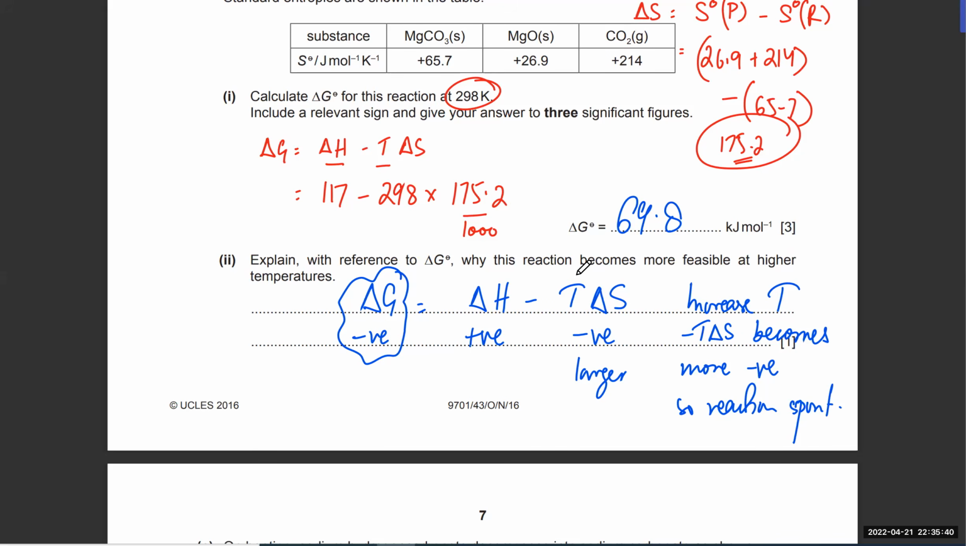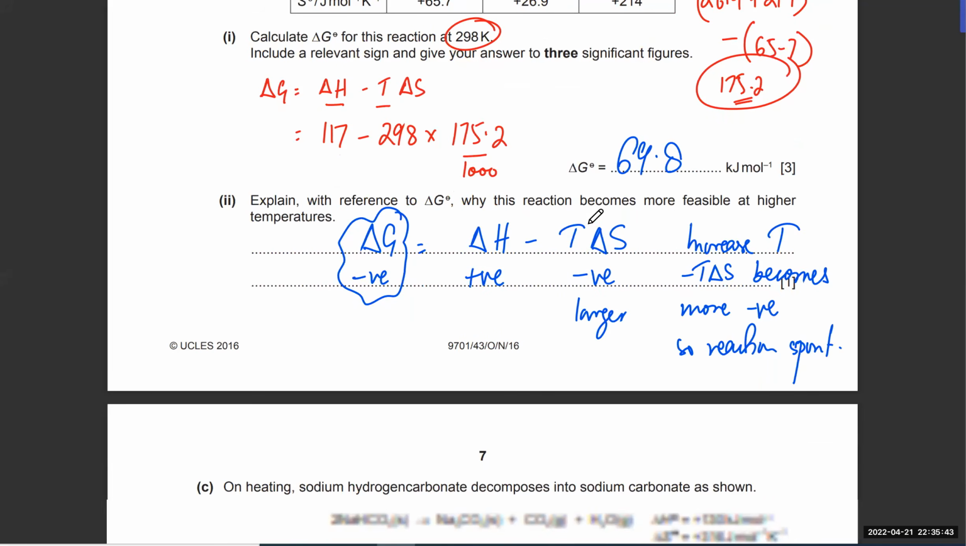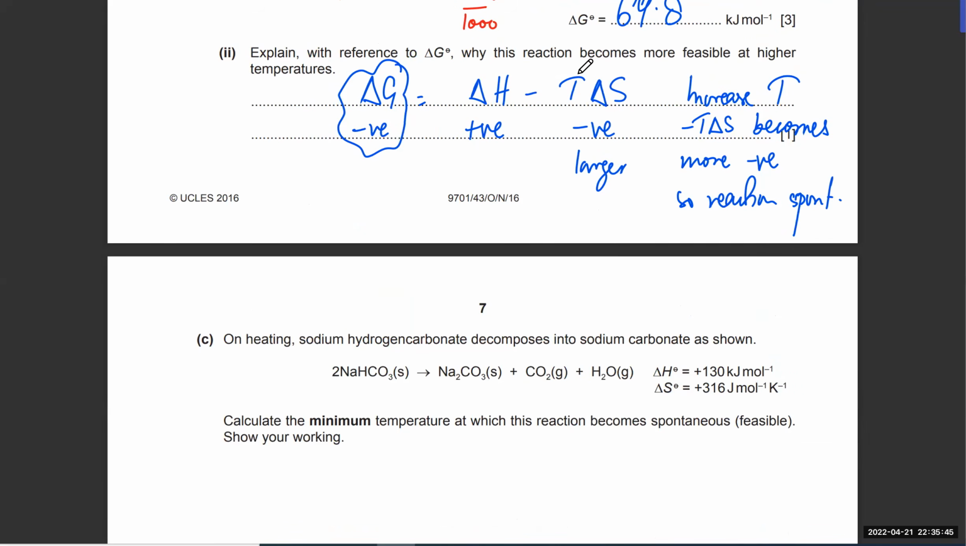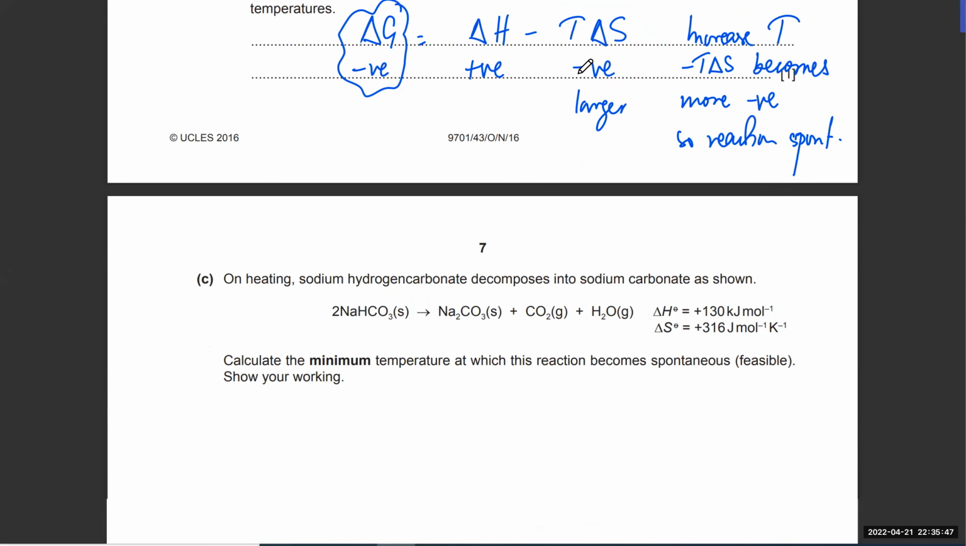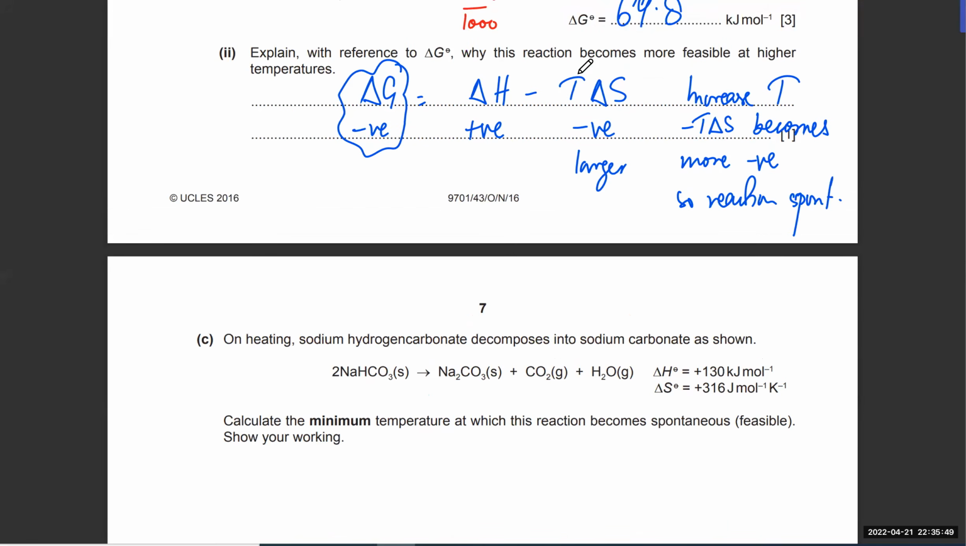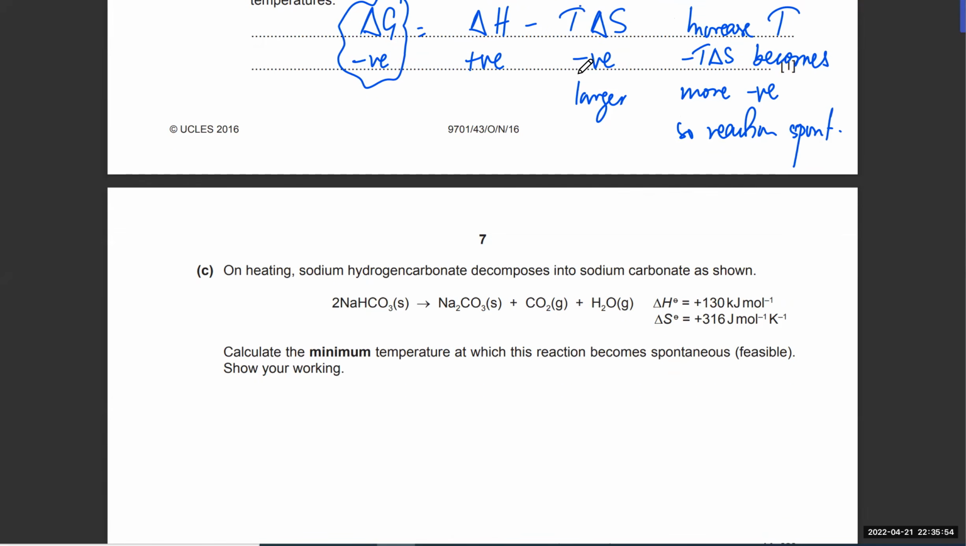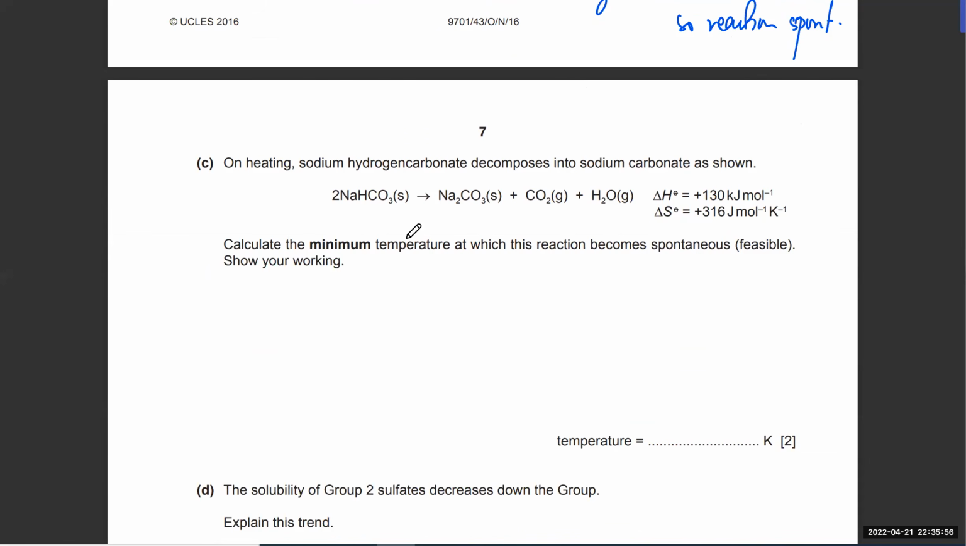Okay, so to make it spontaneous, T has to have a bigger value. Is this clear? Yes, sir. So now the next one is you've got to calculate the minimum temperature at which this reaction becomes spontaneous.